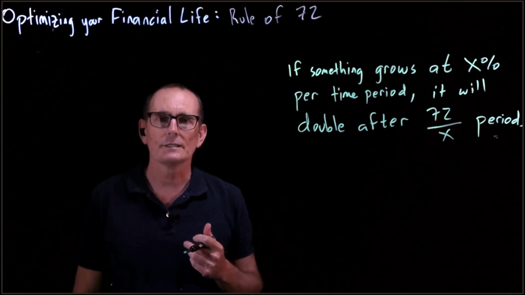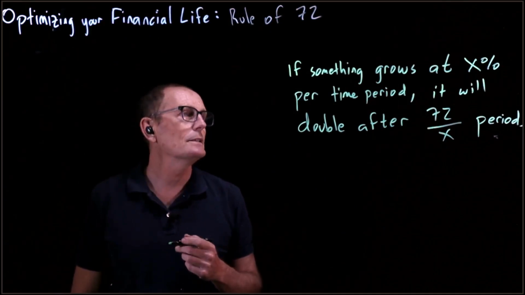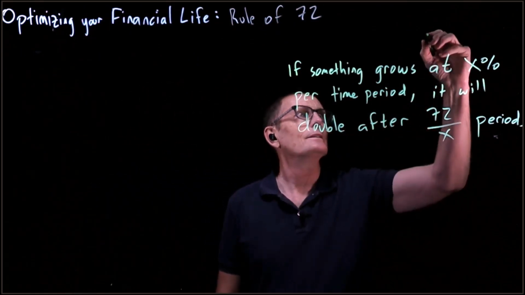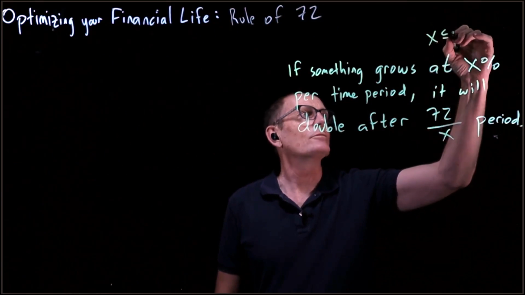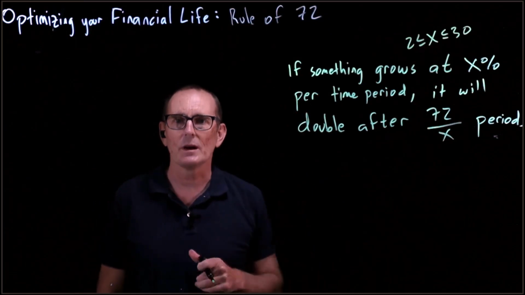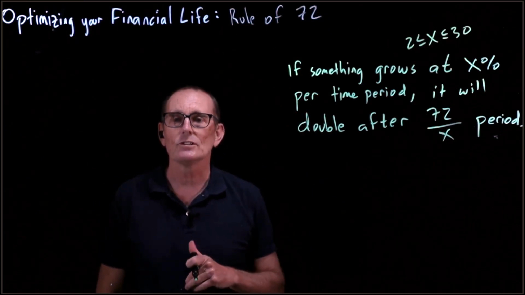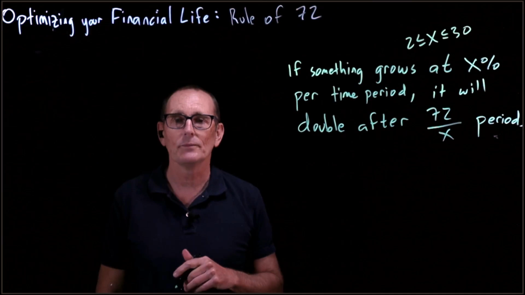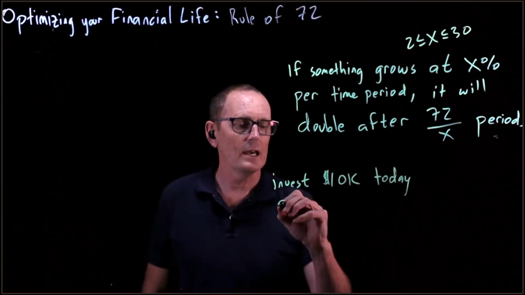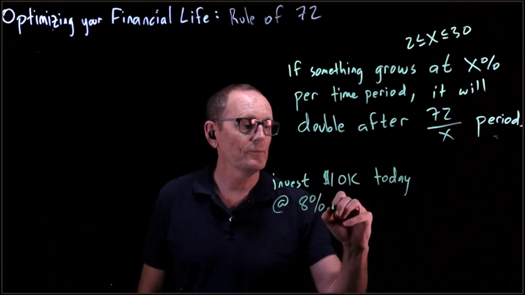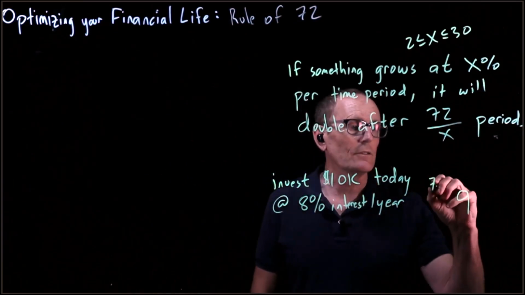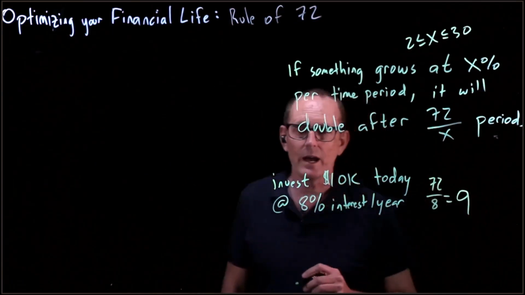So let's look at an example. And this works for X between around 2 to 30. It's not exact, it's an approximation. Let's look at a simple example. You invest $10,000 at 8% interest per year. How many years till it doubles? 9 years. 72 divided by 8 equals 9.